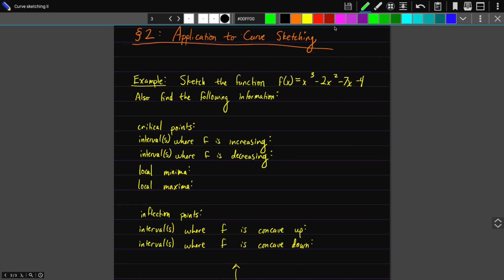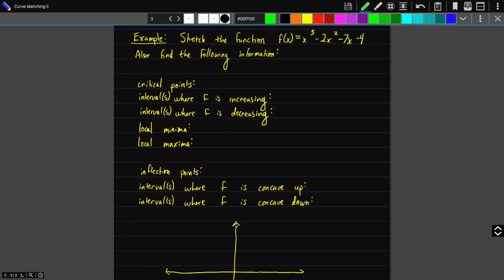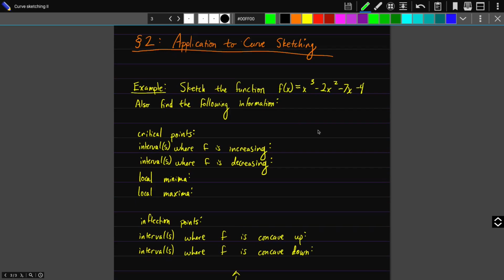So this is a typical type of curve sketching problem that you might find on the homework. So you're given a function. It's kind of an ugly function. I don't really know how it behaves just by looking at it. And we want to sketch the function, basically. And to sketch the function, we're going to find a bunch of information about the function. We're going to find critical points, and we're going to find inflection points. And those critical points and inflection points are going to tell us stuff about the function, and then will result in a graph.